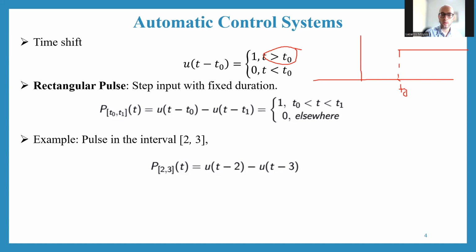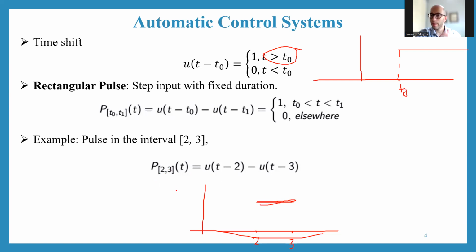Now, another variation of the step input is the rectangular pulse. So what is it basically? It's the difference between two different step inputs, and it is very simply a signal that is a step input, but on a fixed interval. So for example, this difference here from these two delayed step signals is basically a pulse that starts at time 0 and ends at time 3. So this simple pulse here is an example of a rectangular pulse.